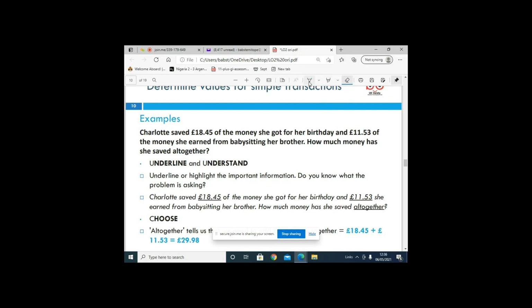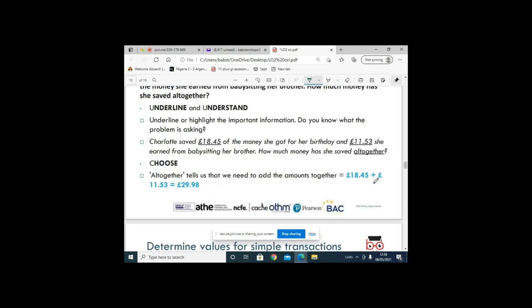So that's what it means. That's what we mean by underline and understand, so underline and highlight it. So how much money did she save altogether? To choose what you have to do, you have to add it together. So just add £18.45 plus £11.55, and that gives you the answer.